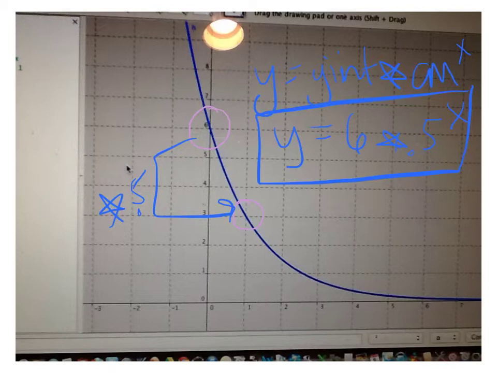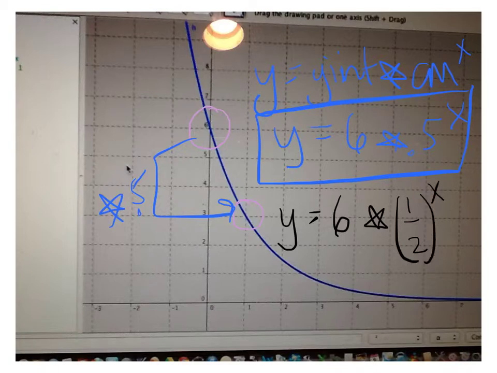Just as a reminder, if you have instead y equals 6 times 1/2 to the x, you have to put this half in parentheses, otherwise you get 1 to the x and then all of that divided by 2.